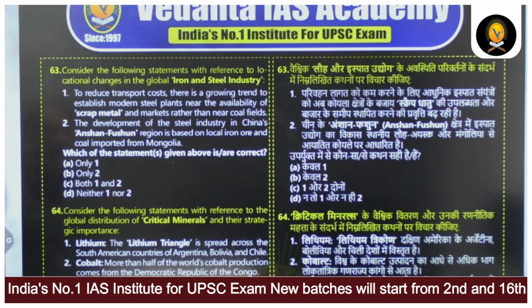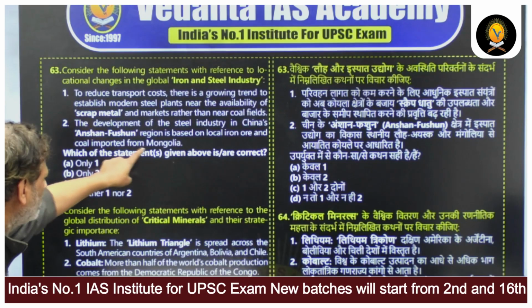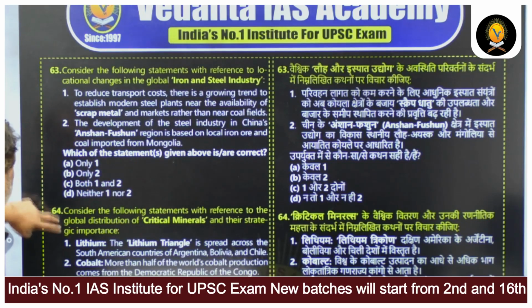No, wait. The development of the steel industry in China, Anshan Fujian region is based on local iron ore and coal imported from Mongolia, no, China is one of the largest producers of coal in the world. So, this is not correct, imported from Mongolia. Only one is correct.